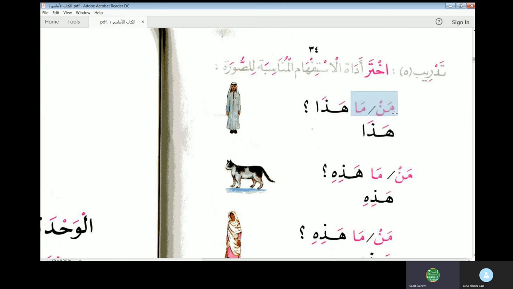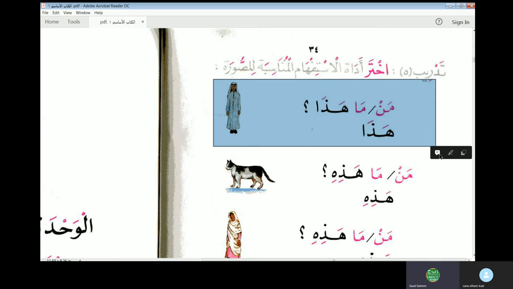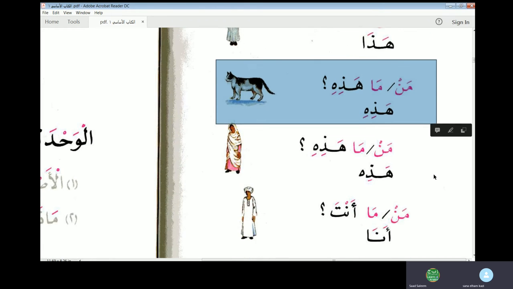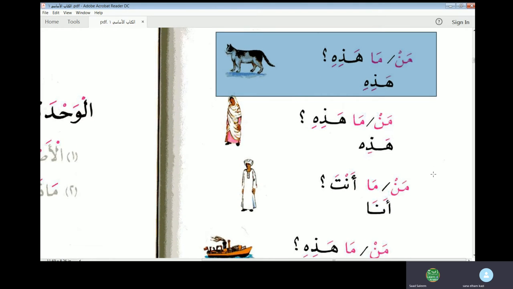Okay, so they have given you two options, you have to choose the right one. For human beings, you choose man. Man hadha, who is this? Hadha rajulun, he is a man. Ma hadhihi, what is this? Hadhihi kittun, this is a cat. Kittatun.